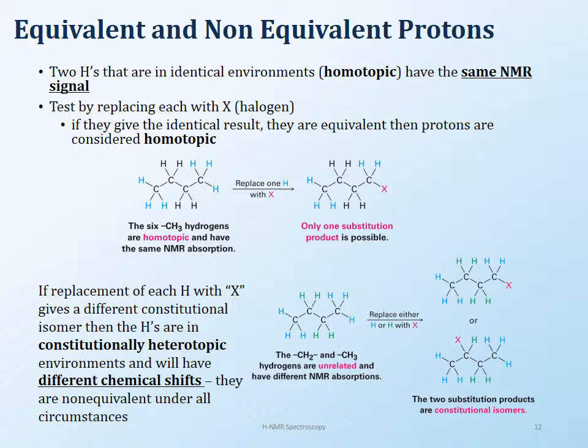Okay, so the equivalent and the non-equivalent protons. This has to do with how many signals you see in any kind of compound. If you have equivalent protons, then you will see fewer signals. If you have non-equivalent protons, you will see more signals, because non-equivalent means that you have different kinds of protons in there. So for example, you look at this compound over here, which is very simple, butane.